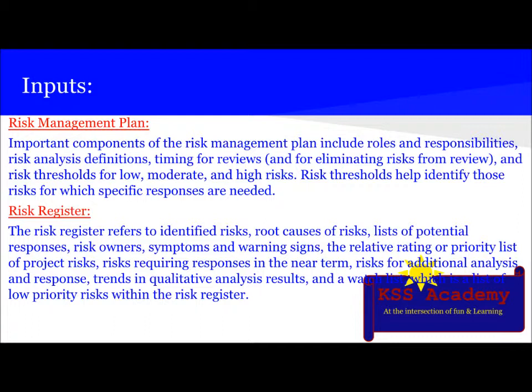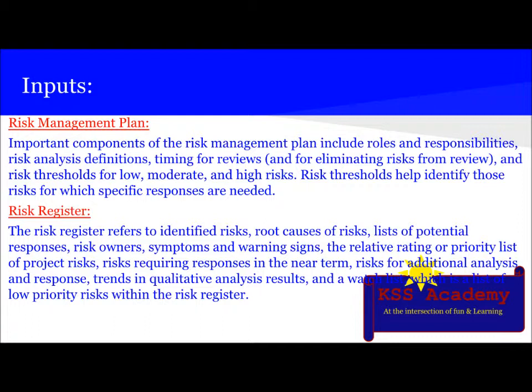Important components of the risk management plan include roles and responsibilities, risk analysis definitions, timing of reviews, and for eliminating risk from review, and risk thresholds for low, moderate, and high risk. Risk thresholds help identify those risks for which specific responses are needed.